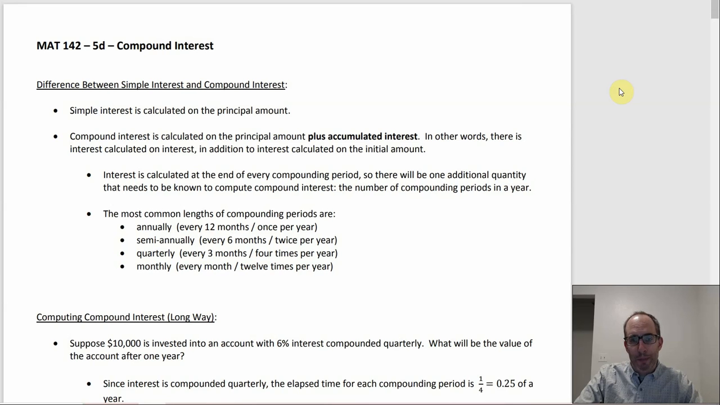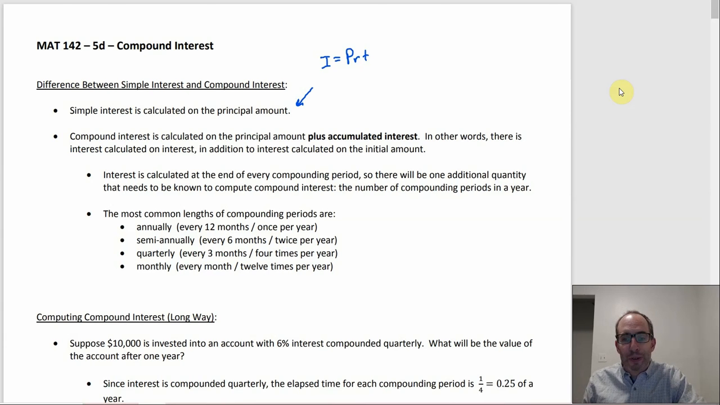5D is about compound interest, which is a little more complicated than simple interest, which I suppose is why simple interest is called that. The main difference is that with simple interest, you just compute the interest once, right? With simple interest, really all that we had was, if you want the interest, it's the principal times the rate times the time, and just make sure that the time units for the rate and the amount of elapsed time match up, right? Both in years or both in months or something like that.